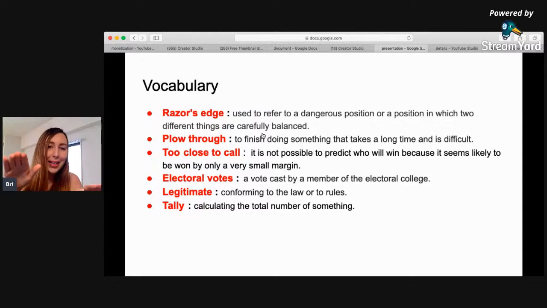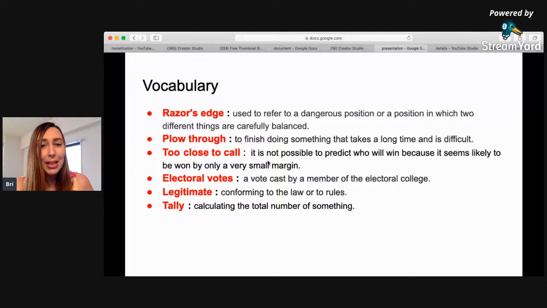So Biden or Trump, okay? To plow through something means to finish doing something that takes a long time and is difficult. So plow through your homework. It might take a long time and it might be difficult, but you need to get through. You need to do it.